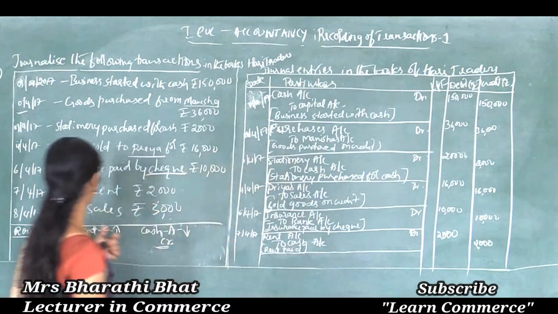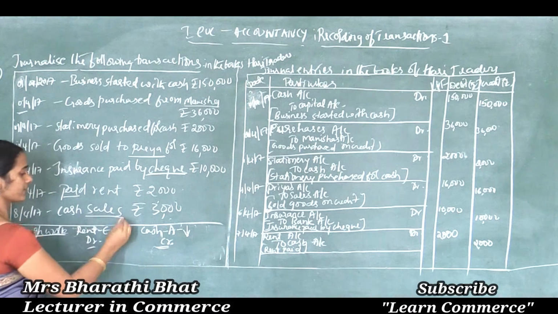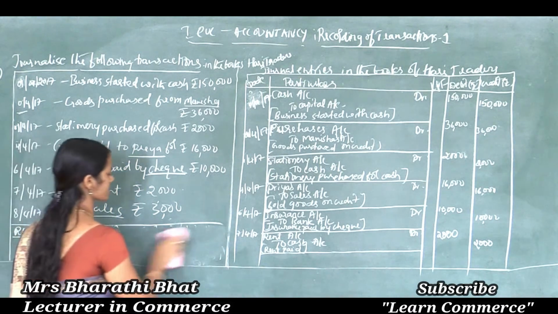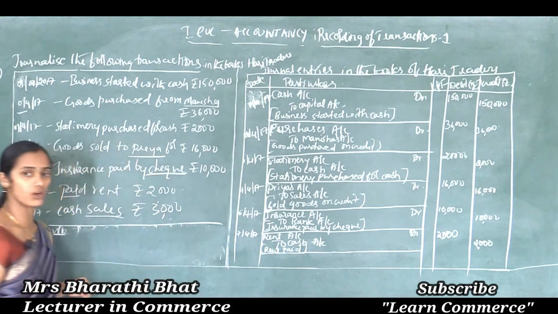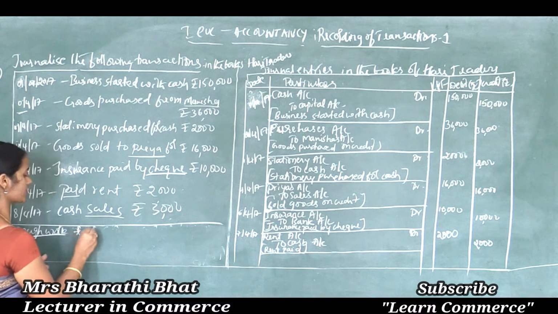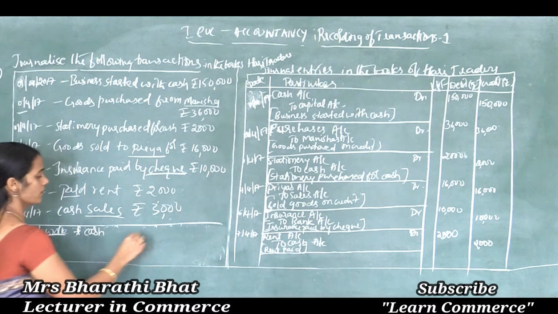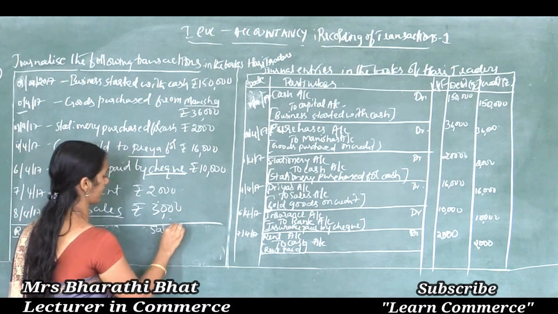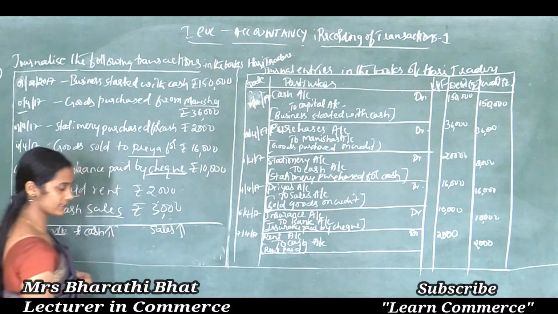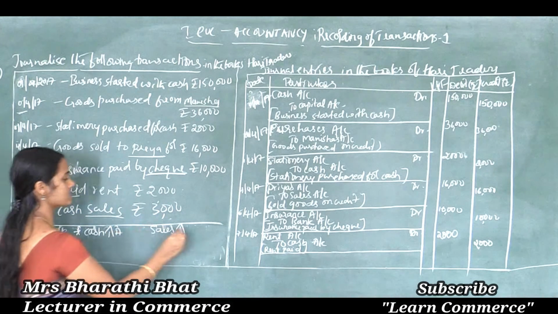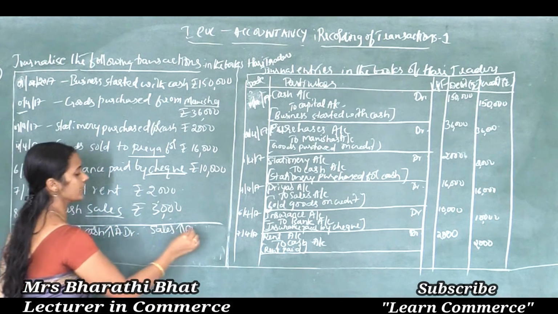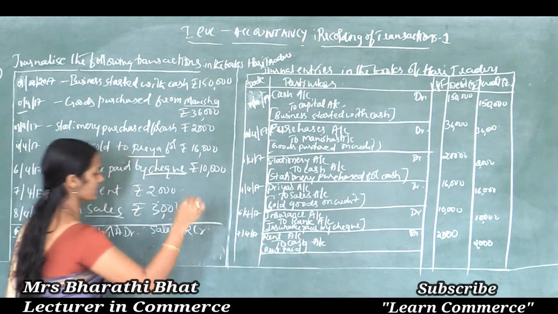And one more, cash sale here. In the previous transaction we sold goods on credit, here we sold goods on a cash basis. So what are the two accounts? One is cash, another one is sale. Cash increases, sales, meaning revenue, also increases. Cash is an asset, sales is revenue. An increase in asset is to be debited, an increase in revenue is to be credited.